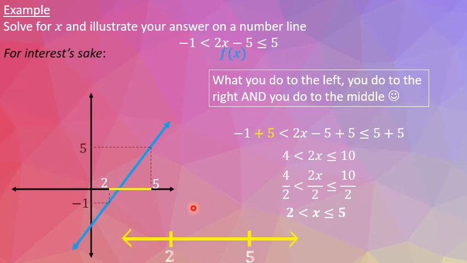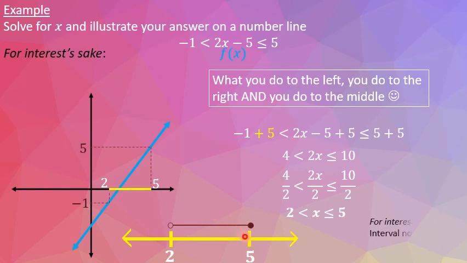Now, we jot down those two numbers on the x-axis, 2 and 5. We know that x is between these two, but because x is greater than 2, we draw an open ring of a circle. And because x is smaller than or equal to 5, we draw a solid circle on the right-hand side, and we connect the dots. So this picture means x can be any value between 2 and 5, not including 2, but including 5.